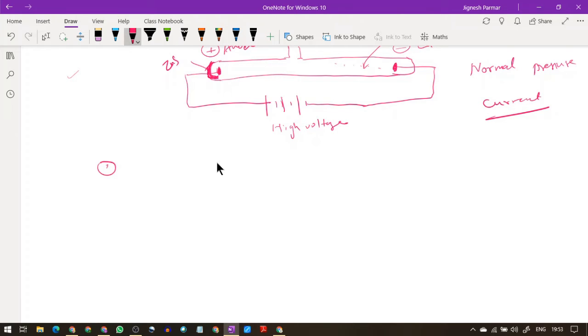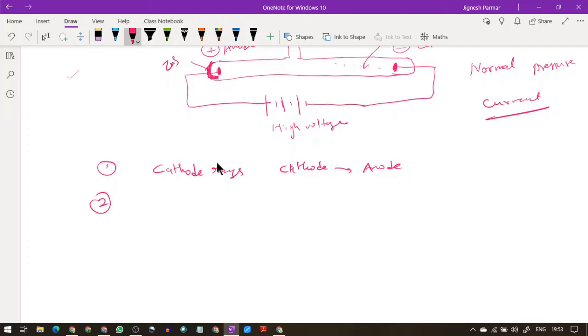The first observation they summarized: cathode rays start from the cathode and move towards the anode. Second, the rays themselves are not visible, but their behavior can be observed with the help of a certain material. You can't see anything there, but when it was kept under the fluorescent material, it gave a bright spot.